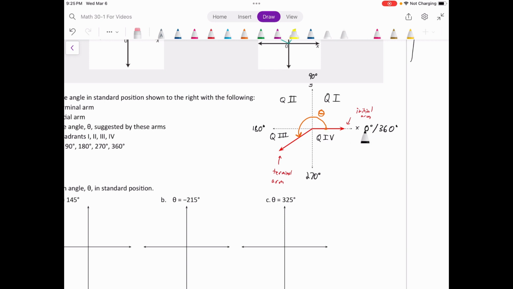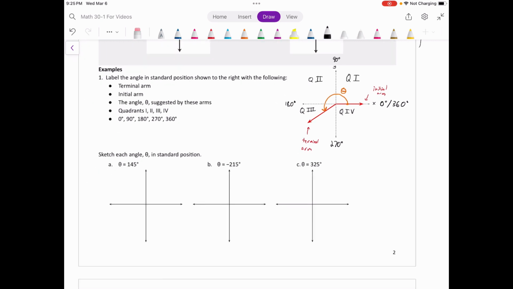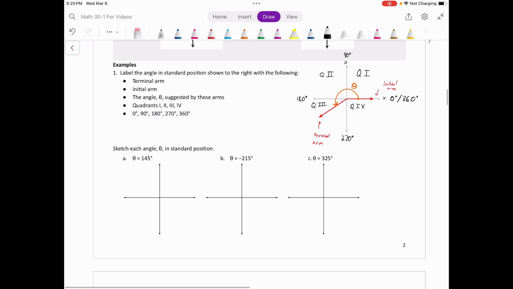Okay, so notice 0 and 360 are actually in the same place. We'll learn eventually that these are called coterminal, meaning that their terminal arms are actually in the same spot. And the characteristics of coterminal angles are, well, they have all the same features, except obviously one involves more rotation than the other. Okay, so there we go.